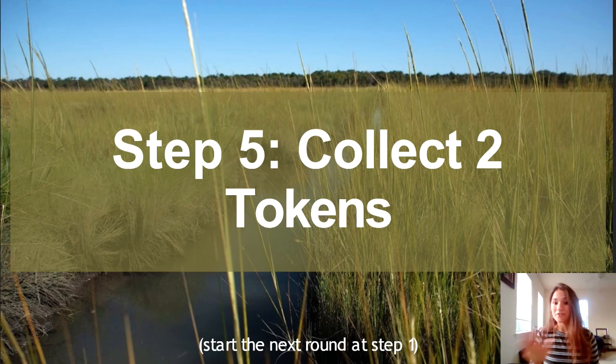The 5th step is to collect their budget for next year, and then students will get to do this over and over again until the game is over.